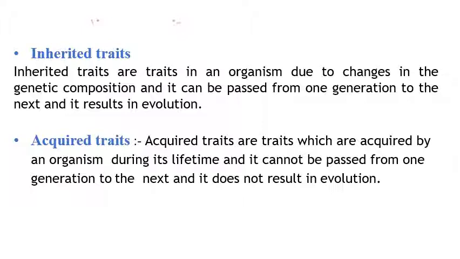So one interesting example was that if we breed a group of mice, their progeny will have tails as expected. Now if the tails of these mice are removed by surgery in each generation, do these tailless mice have tailless progeny? The answer is no, because the removal of the tail cannot change the genetic composition in the germ cells of the mice, so these traits cannot be passed from one generation to the next and it will not result in evolution.